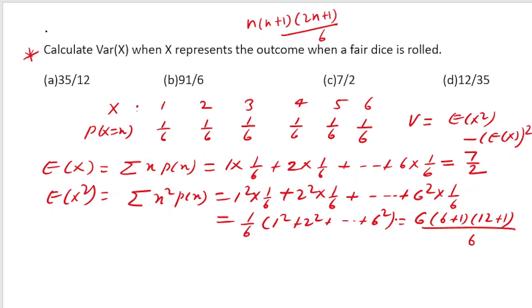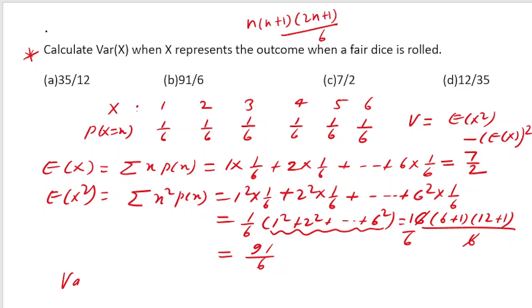So how much are we getting? 6 into 6 plus 1, 6 cancels, yes or no? Here one thing I was missing: I have written this for all these terms, but there is another 1 by 6 already present here. So this 6 and 6 cancel. So what will we get? We get 6 plus 1, 7, and 12 plus 1, 13. So 7 and 13, 91 by 6. So this is our expectation of x square.